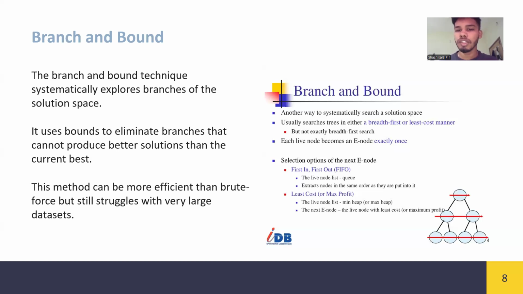And the least cost or the maximum profit node is the minimum heap or the maximum, is the next E node, the leaf node with the least cost or the maximum profit. So each leaf node becomes the E node exactly once.